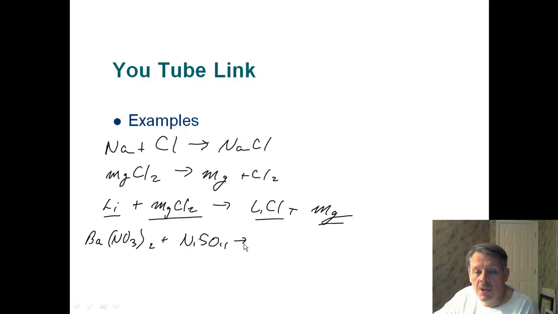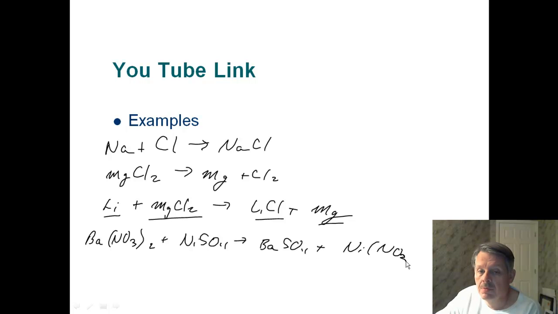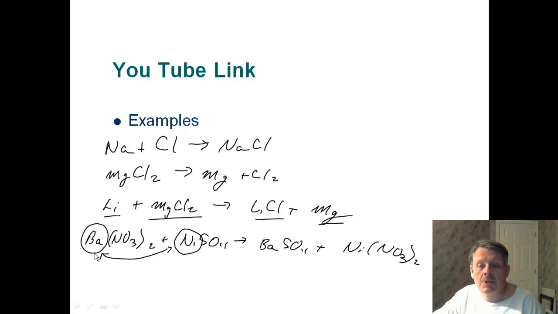Alright, so we have barium nitrate and nickel sulfate, and we're going to produce barium sulfate plus nickel nitrate. And the question is, what type of reaction is it? Well, you should be able to tell that the barium and the nickel are swapping partners. So the barium is going to be with the sulfate, and the nickel comes back to be with the nitrate, and that is a double replacement reaction.